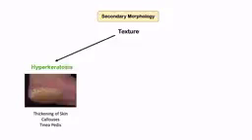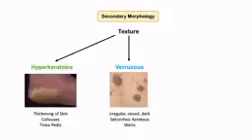Another term you can see being used for texture is verrucous. So verrucous is an irregular, raised, and dark skin lesion. So you can see here, this is irregular, it's raised and dark in appearance. And sometimes you can see the term pebbly being used as a descriptor for these types of skin lesions. And we can see these types of skin lesions in seborrheic keratosis and warts.